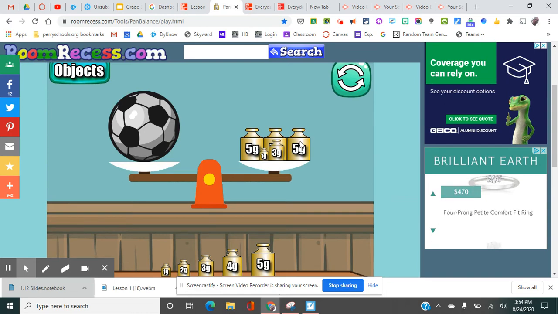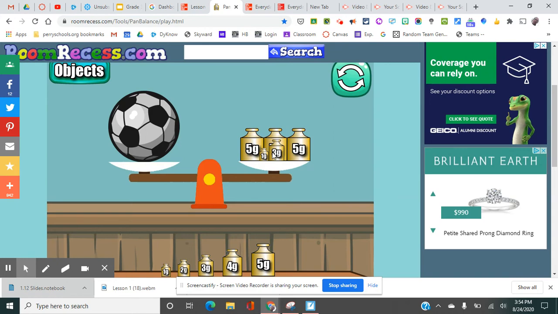So let's get our answer here. 5 plus 5 plus 5 plus 3 plus 1. What is our mass of the soccer ball? What do you think? You should have said 5 plus 5 plus 5, or 3 times 5 is 15, plus 3 more is 18, plus 1 more is 19. The mass of the soccer ball is 19 grams.